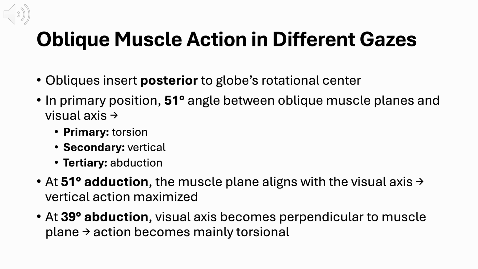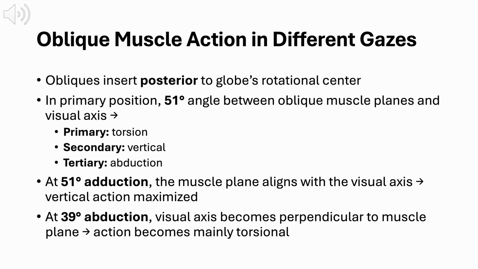Building on the vertical rectus discussion, the obliques behave differently because their insertions lie posterior to the globe's rotational center. In primary position, the oblique muscle planes sit at about a 51-degree angle to the visual axis. Because of that geometry, torsion is the dominant effect, with a secondary vertical action and a smaller abducting component.